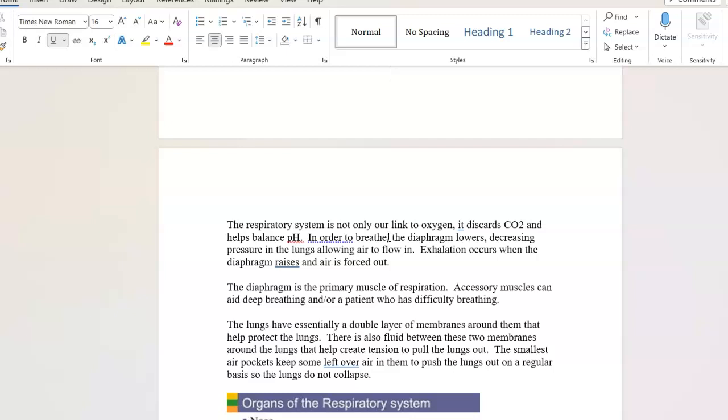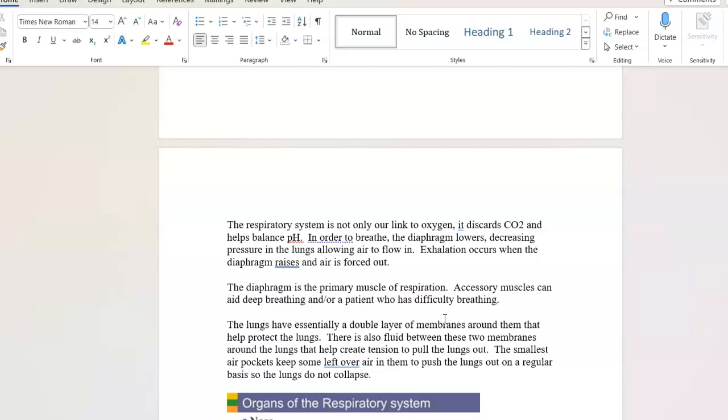Now, the lungs essentially have a double layer membrane around them that helps to protect the lungs and keep them in place. There's also a watery fluid between these two membranes, in a healthy patient, I should say, that helps to create tension, which pulls the lungs out. Okay, but our lungs want to collapse. Our lungs are a bunch of single-celled, layered air membranes. They just do, right? This double layer around them helps to pull the lungs out.